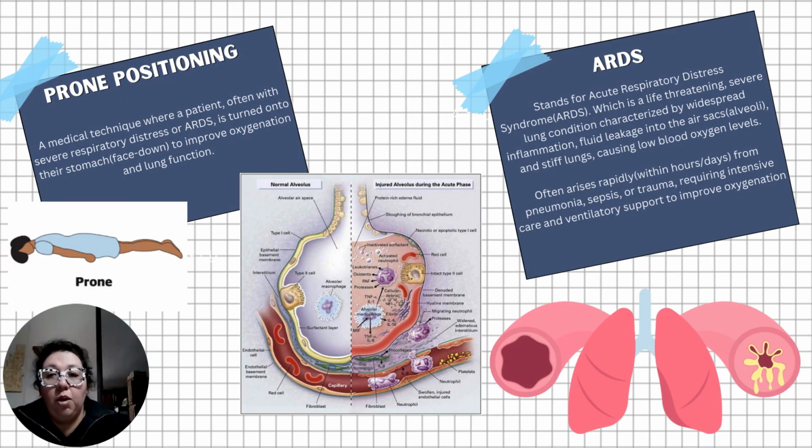Prone positioning. Prone positioning is a medical technique where a patient, often with severe respiratory distress or ARDS, is turned over from their back. Normally when you lie down in a hospital bed, you are on your back with your belly up. For this technique to help these patients oxygenate and ventilate a little bit better, they flip them over on their belly. So basically they are laying on their belly with their back up, just to improve lung function and be able to oxygenate a little bit better.